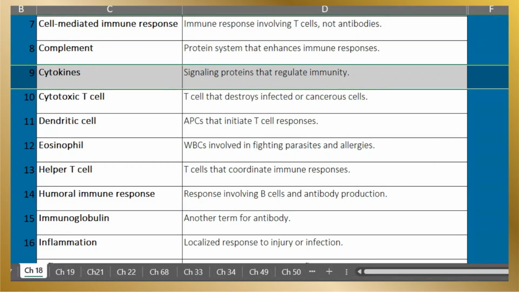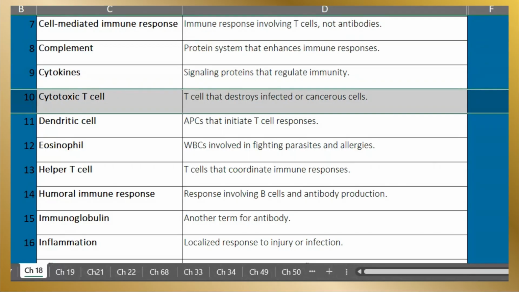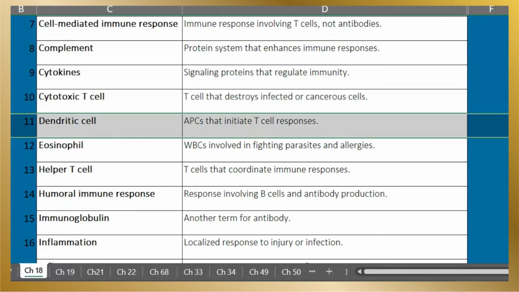Next, the cytotoxic T cells, the T cells that destroy infected or cancerous cells. They kill virus-infected cells, for instance in hepatitis. Then dendritic cells, which are APCs that initiate the T cell response, capture antigens in the skin, and migrate to lymph nodes.